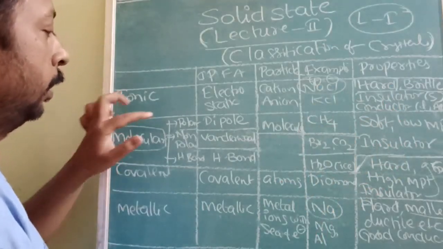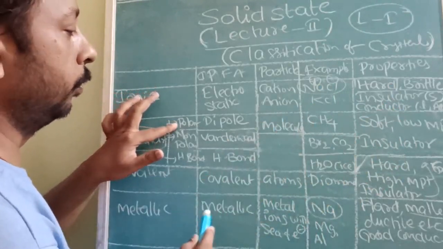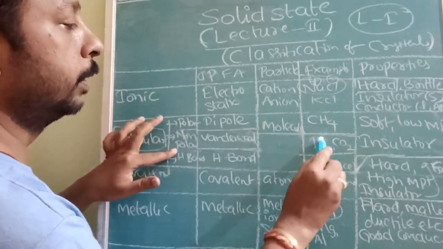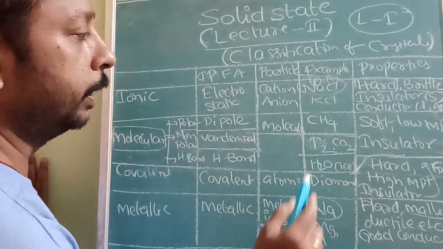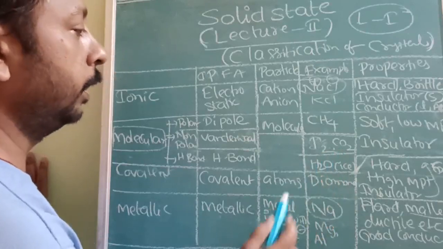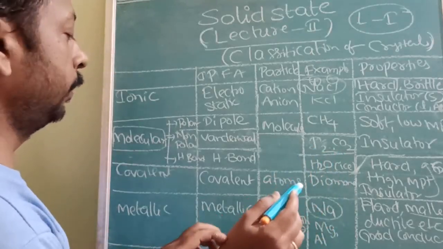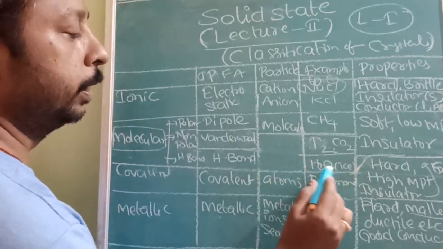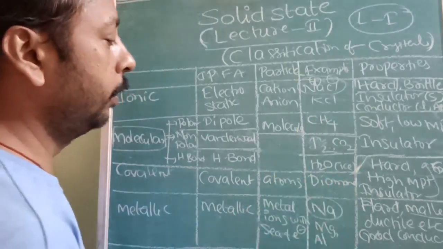Then molecular. Molecular crystals contain molecules like CH4, Br2, CO2, I2. I2 will be the best example, I think. I2 and CO2, dry ice. I am talking about dry ice. These are the crystals which are non-polar, there is no polarity at all. Others have polarity, and a more dominating force is hydrogen bonding.